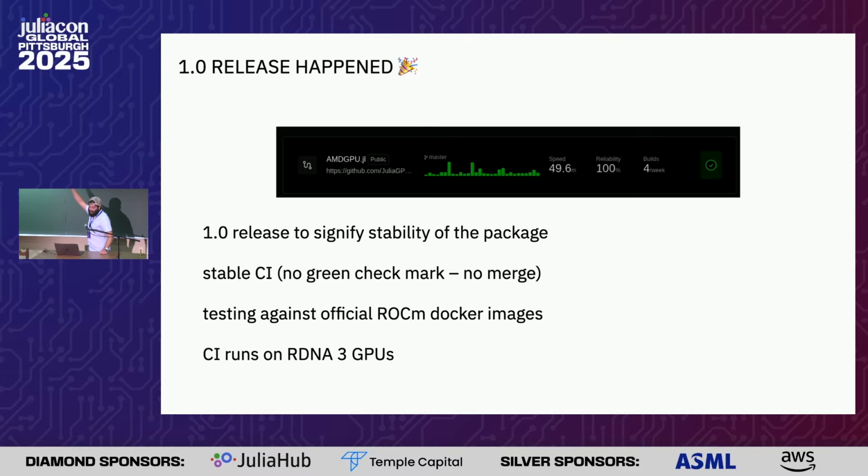As you can see in this image from BuildKite, there is 100% reliability in CI. I don't know how that was achieved, but that is amazing. We're basically at the point where no PR gets merged unless CI is green, which is a really nice change. They're testing against official Docker images from AMD upstream and testing on RDNA 3 GPUs, although we do want to get CI running on other GPUs as well, but we'll address that in a little bit.